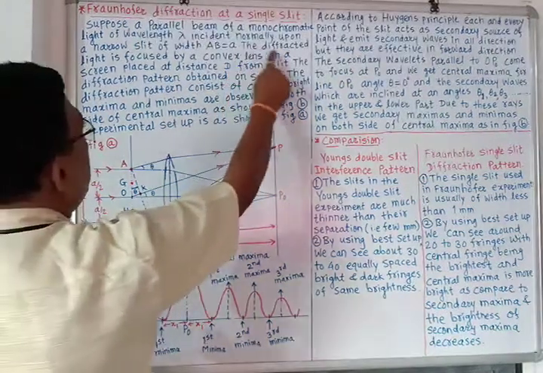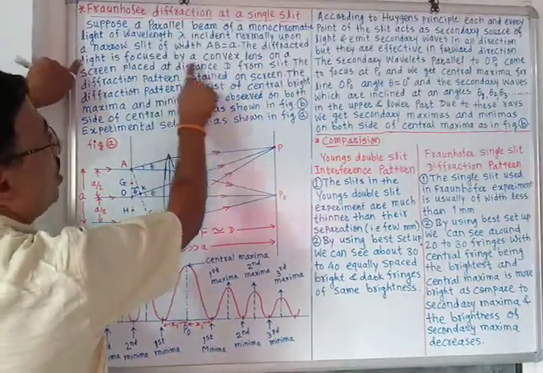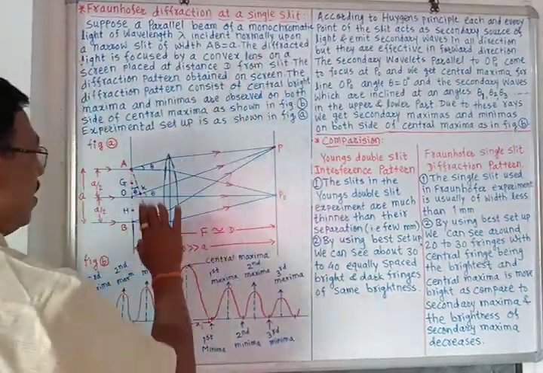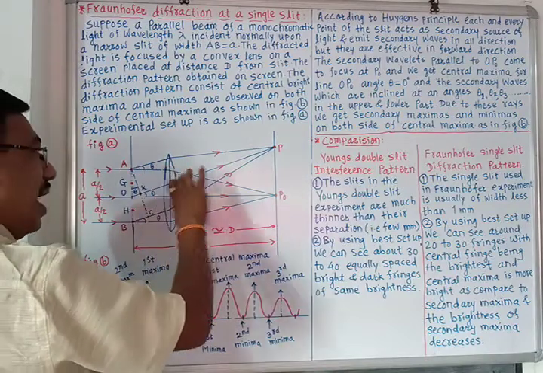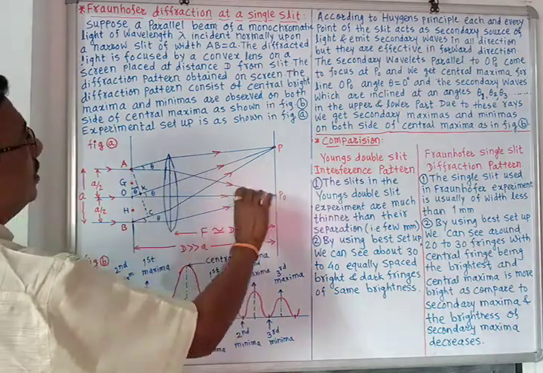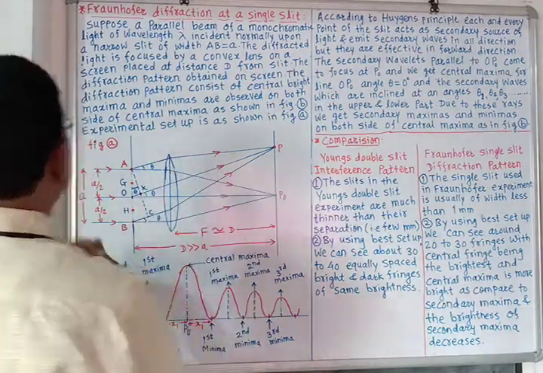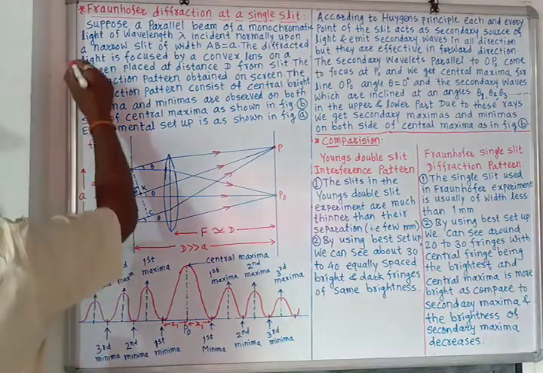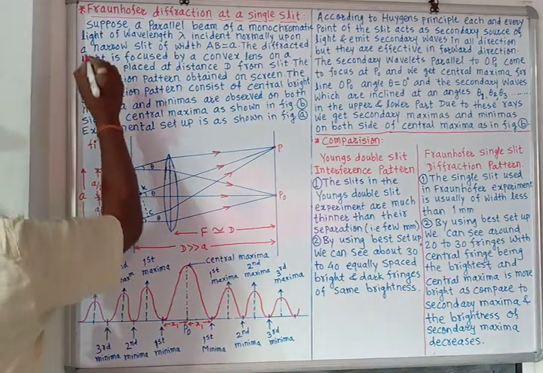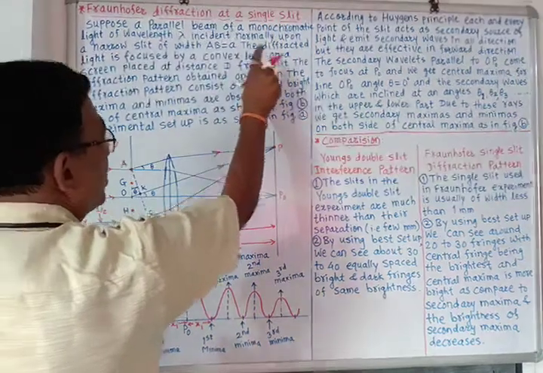Okay, the diffracted light is focused by a convex lens.